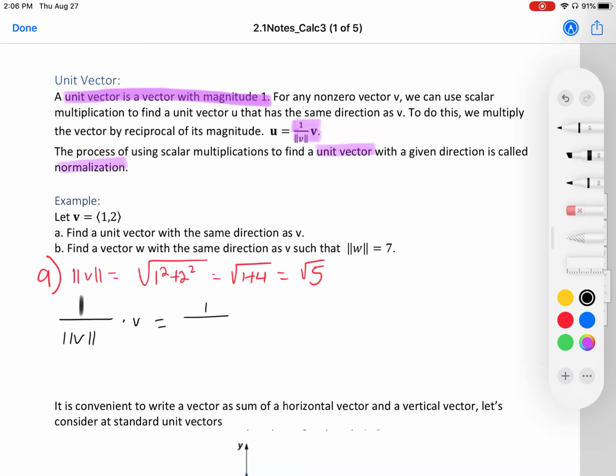So I have 1 divided by square root of 5 times our vector, which is 1, 2. So we multiply that 1 over radical 5, and we distribute that. And so we have 1 over square root of 5 and 2 over square root of 5. I know that we would want to rationalize it, but this is okay for now.